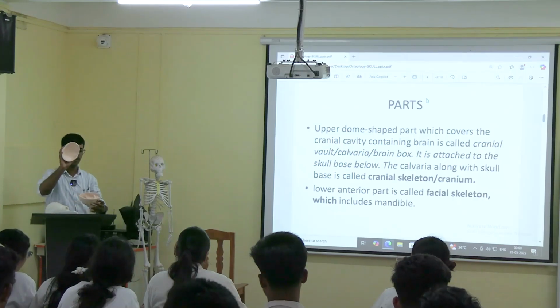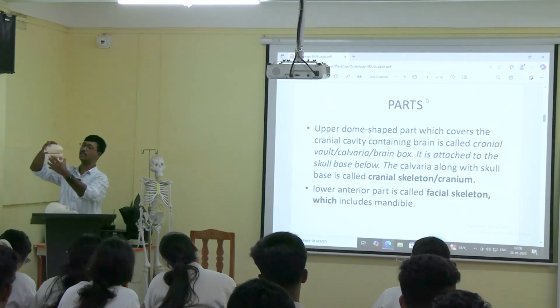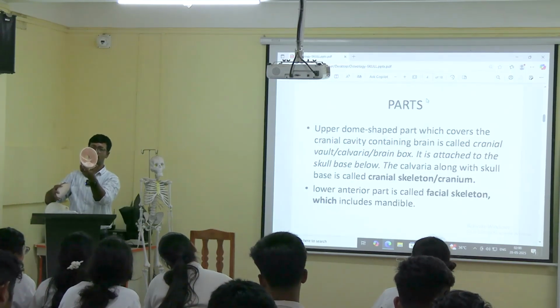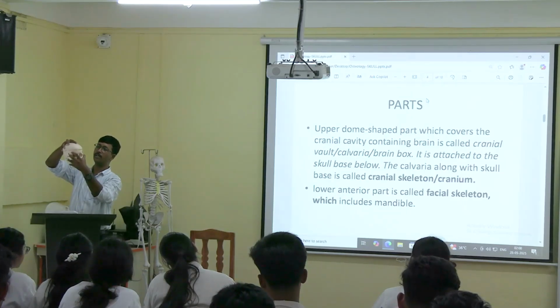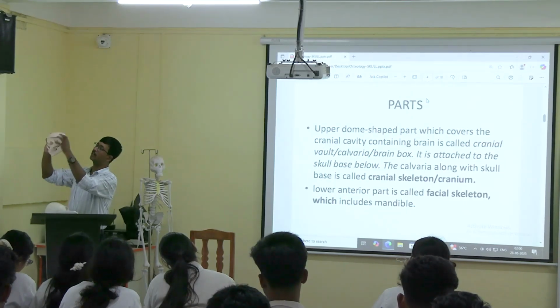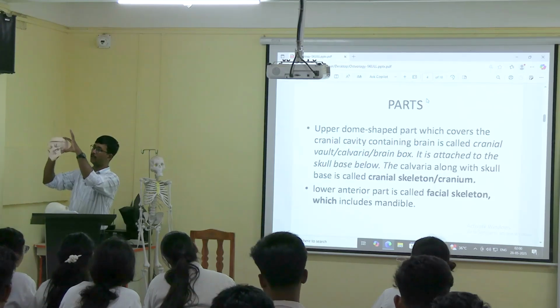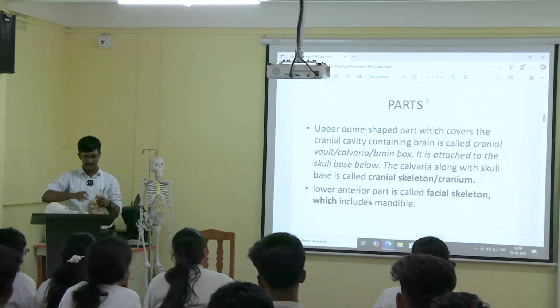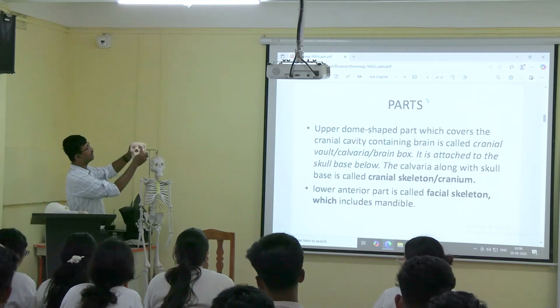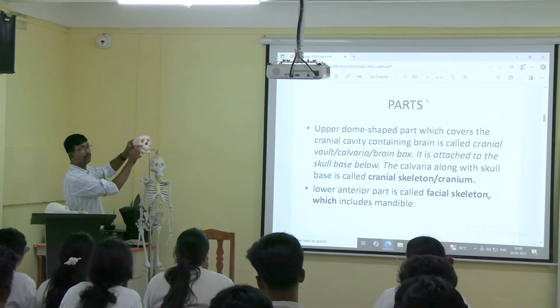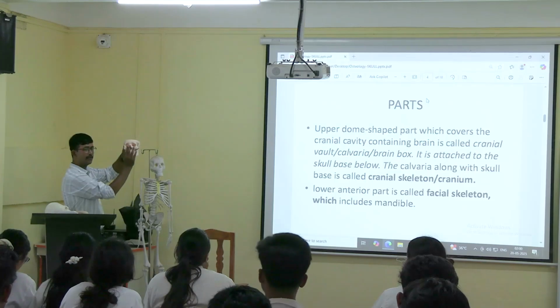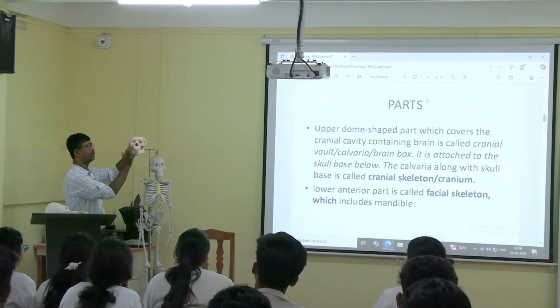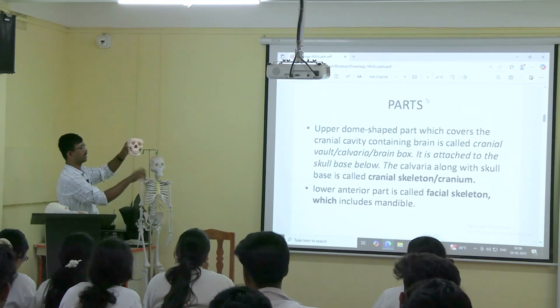And this cranial vault is attached with this cranial base. This is the base. So this vault is attached with this base, and together they form the cranial skeleton. And this anterior part is your facial skeleton, that is covering the face. All these bones comprise your facial skeleton.